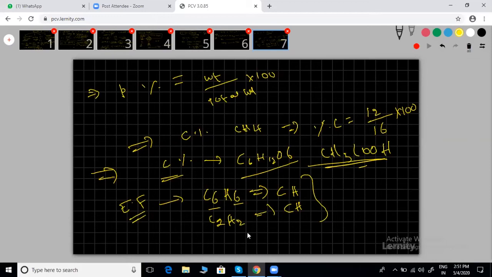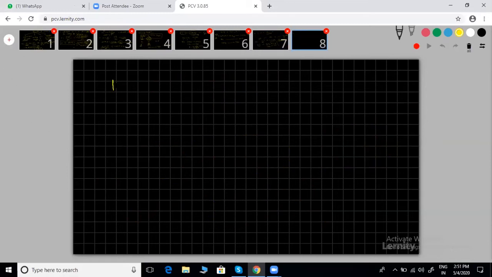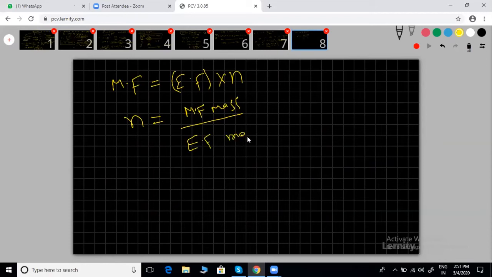Once you get the empirical formula, you can find the molecular formula also. What is the relation between empirical formula and molecular formula? Molecular formula equals empirical formula into n, where n equals molecular formula mass by empirical formula mass. Clear?